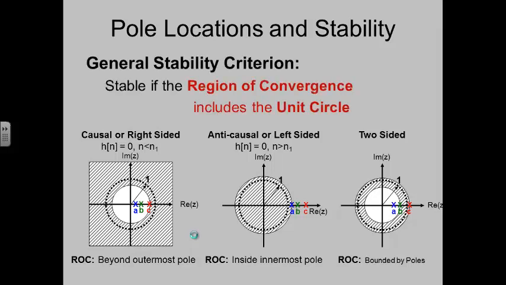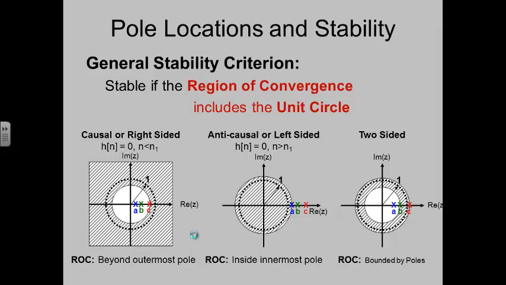So the most general stability criterion that works for all kinds of systems is that the region of convergence of the transfer function must include the unit circle. For causal, anti-causal, two-sided, it doesn't matter. Now, we are going to pretty much limit ourselves to causal systems. We have a causal unit sample response, and we're putting causal signals in. So this is really the only one we're going to use much at all. Be aware that the rules change for other kinds of systems.